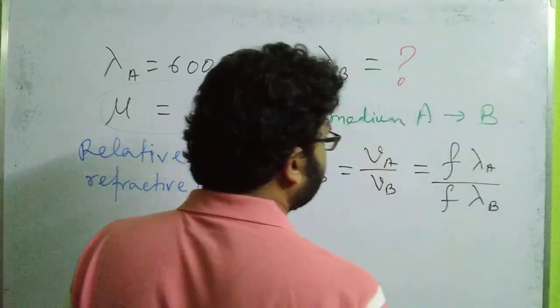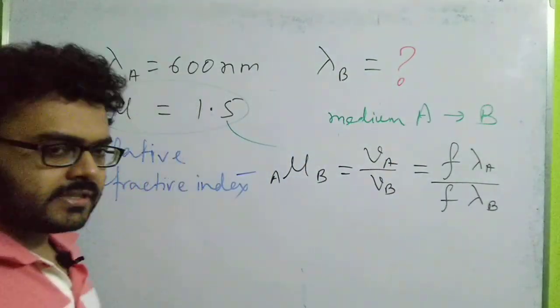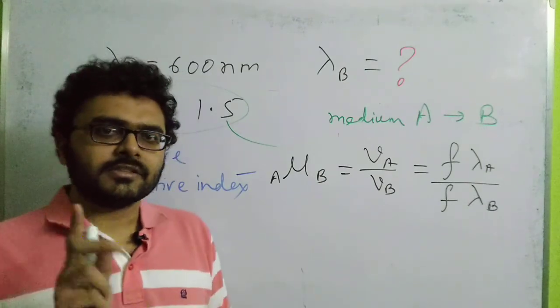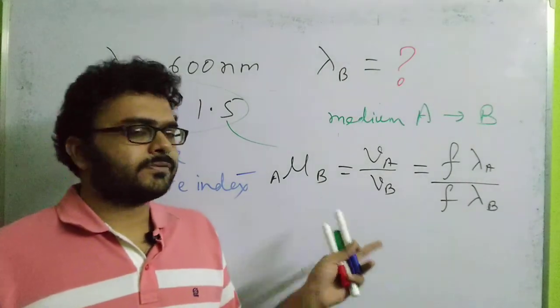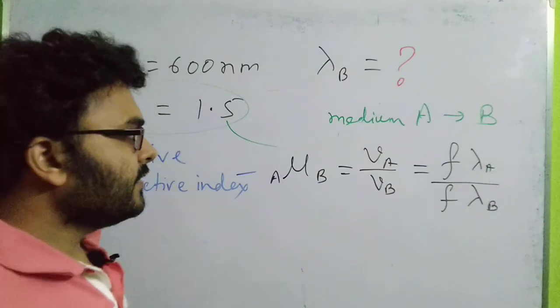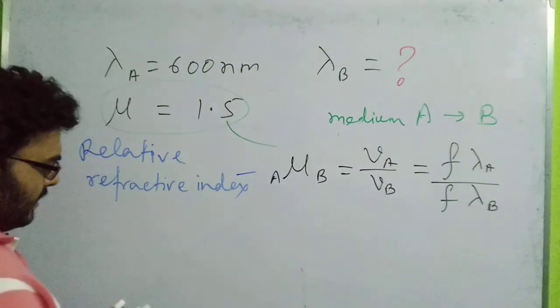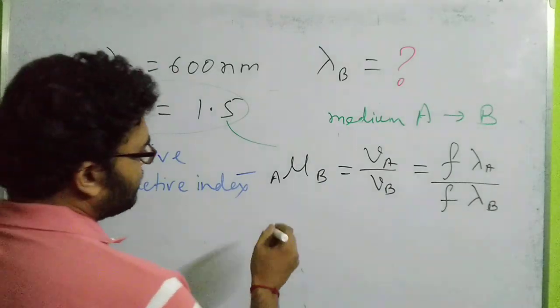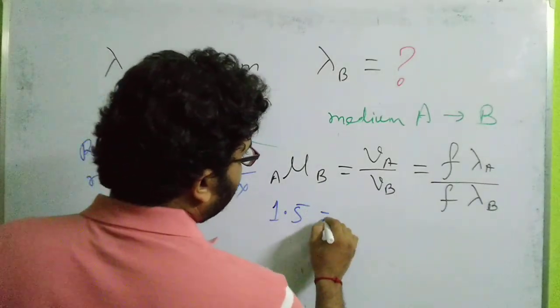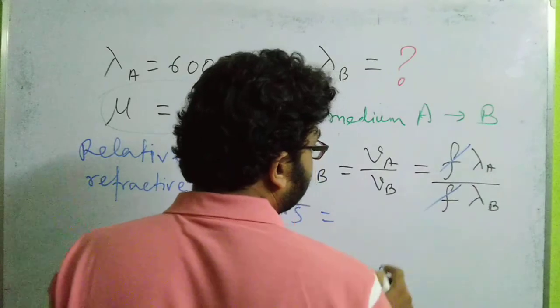Now why have I written the F same? As I have discussed in the previous class, the frequency of light does not change when it passes from one medium to another medium. So definitely the frequency will remain the same. Now this value has been given as 1.5, as you can see from the given information. So this is 1.5. The F is being cancelled out.